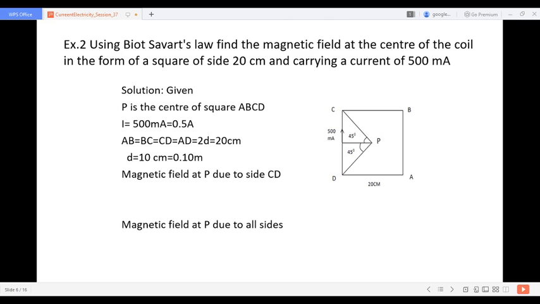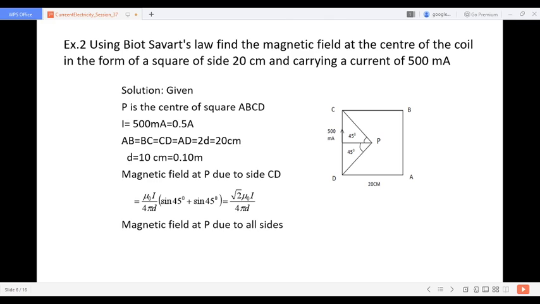Because the coil is in the shape of a square, the sides are equal, so AB equal to BC equal to CD equal to DA, and that is equivalent to 2D, and that 2D is equal to 20 centimeter as given. So D comes to be equivalent to 10 centimeter, that is from point P, the perpendicular which is drawn on CD. So the perpendicular distance from point P onto CD is 0.10 meter.